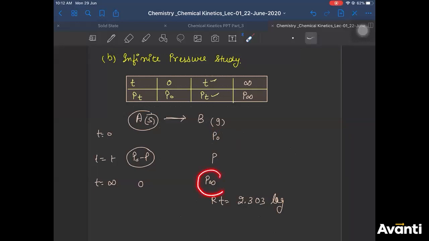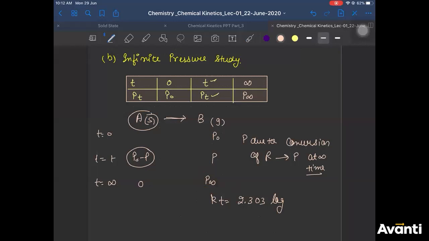So at infinite time, all your reactant is converted into product. So this is due to total reactant conversion. Can you tell me what will be the pressure due to conversion of reactant to product at infinite time? P infinity is the total pressure of the system at infinite time. So can you tell me what will be the pressure due to only reactant?